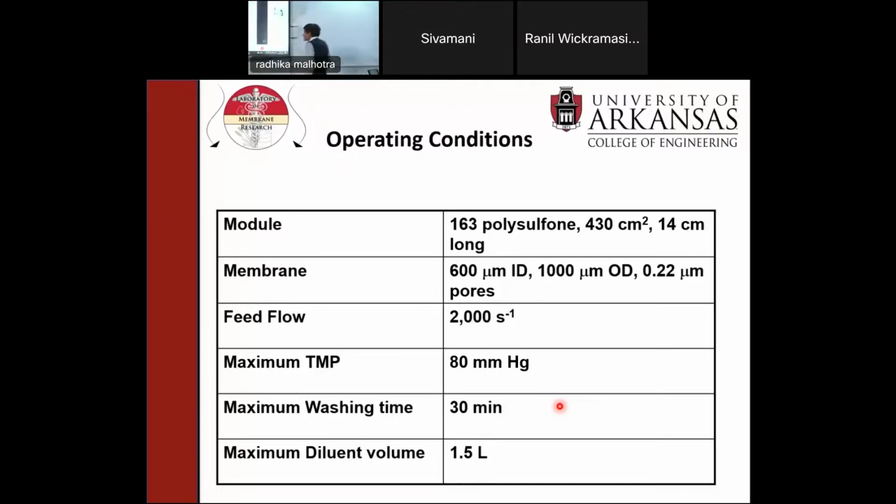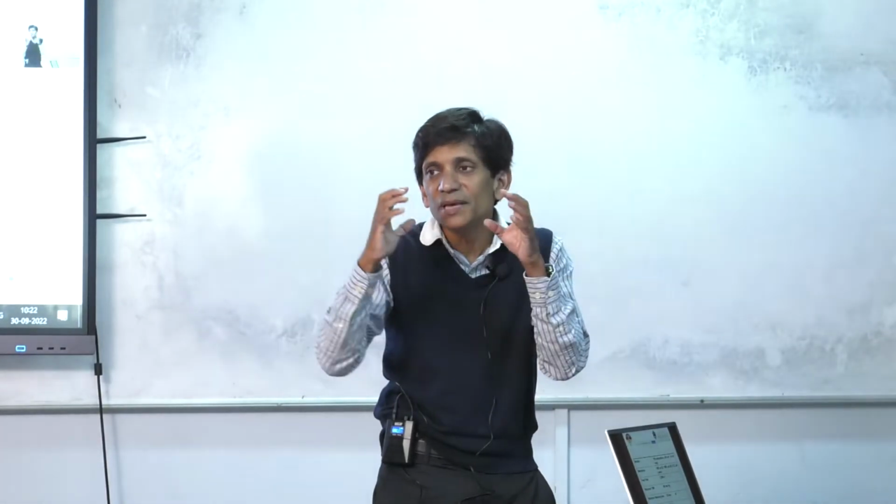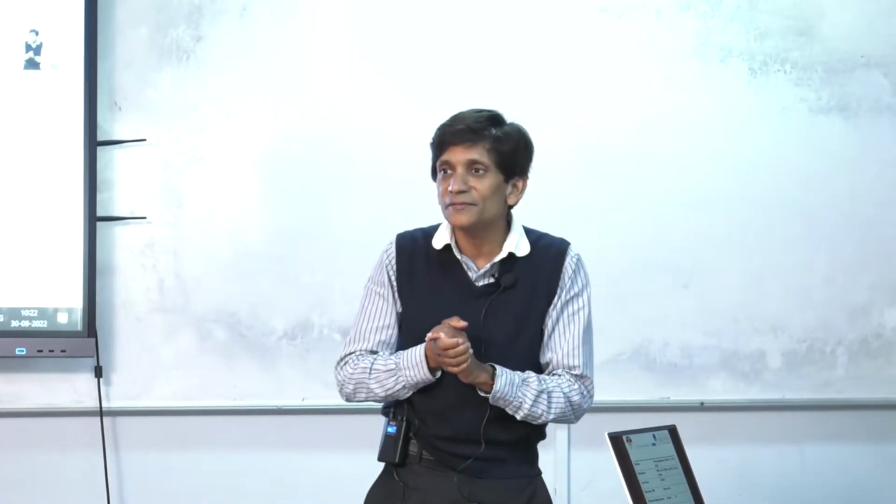But there was another thing. We didn't want to use more than 1.5 liters of diluent. So think about this. The amount of diluent you need depends on how many dia volumes we're going to use. The volume of one dia volume depends upon the blood volume in the feed.